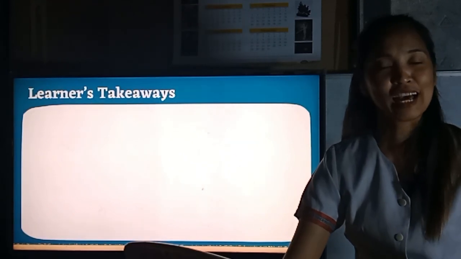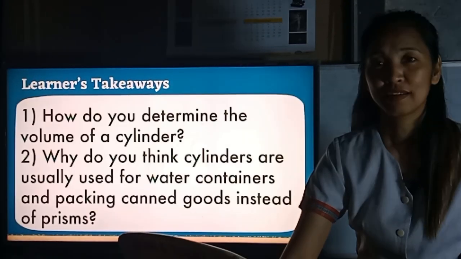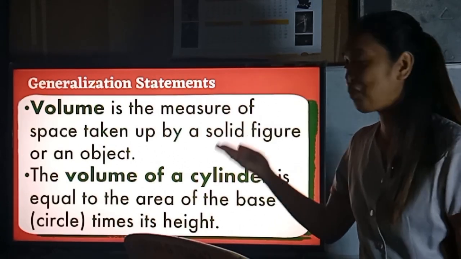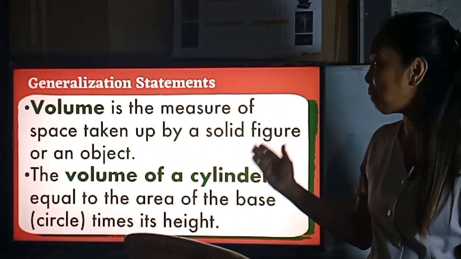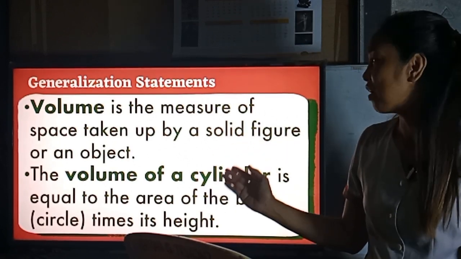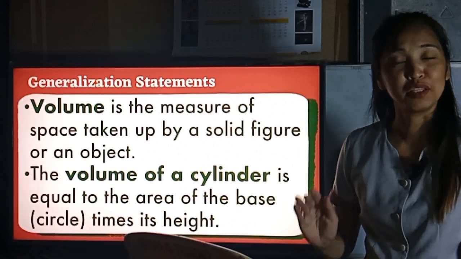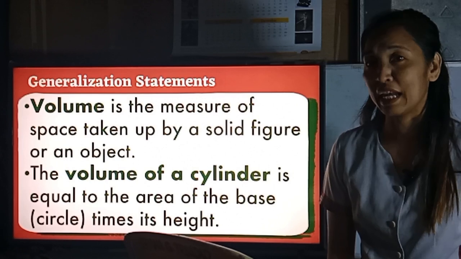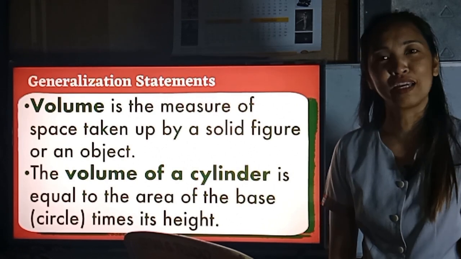Let us now generalize our lesson. Class, always remember that volume is the measure of space taken up by a solid figure or an object. And to find the volume of a cylinder, find first the area of the base and then multiply it by its height.